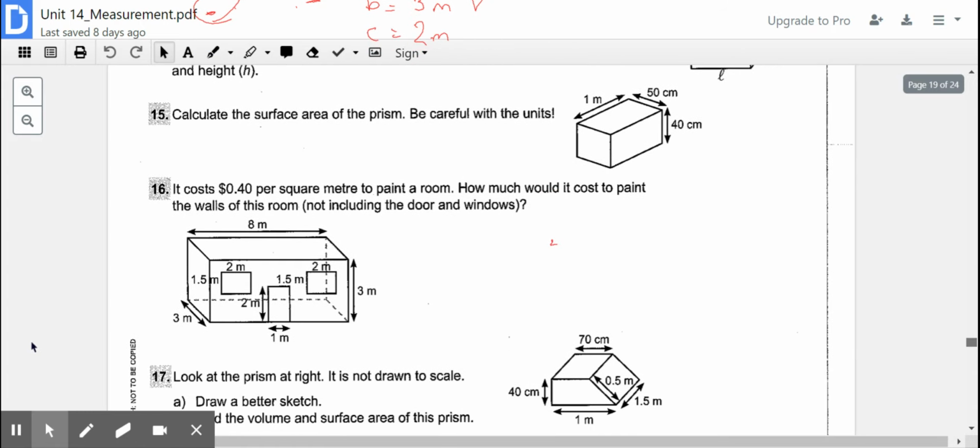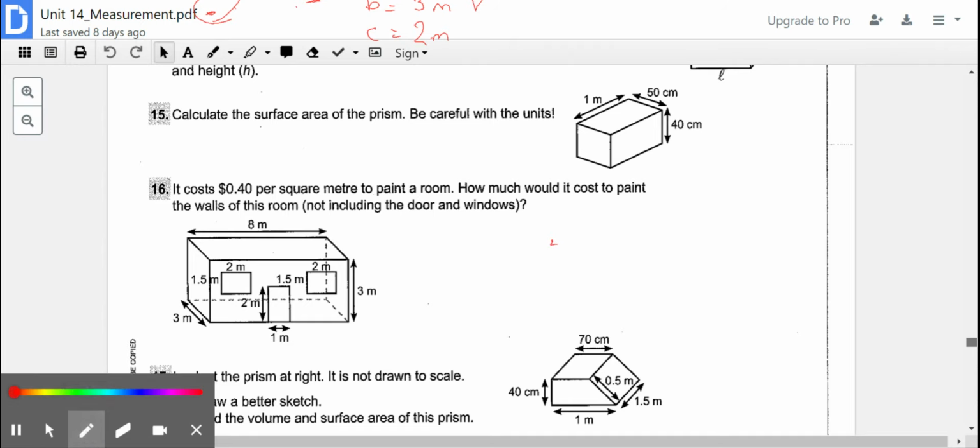Calculate the surface area of the prism. Be careful with the units. And they're saying be careful with the units because this is in meters, but these two here are centimeters. So you're going to have to convert. We did one like that on the previous page. Okay? So I want you to give that one a try. Do that one here.